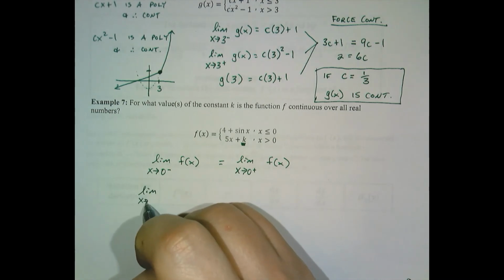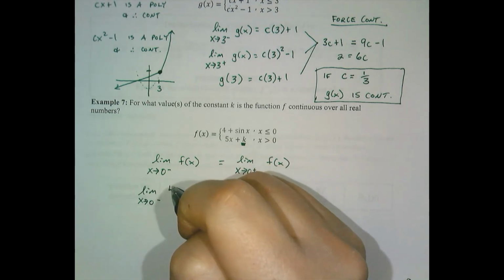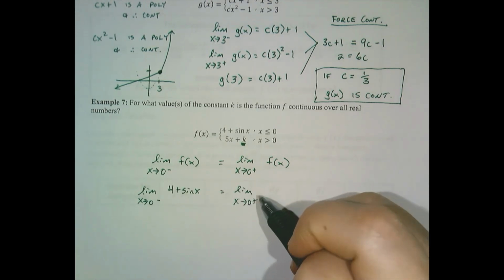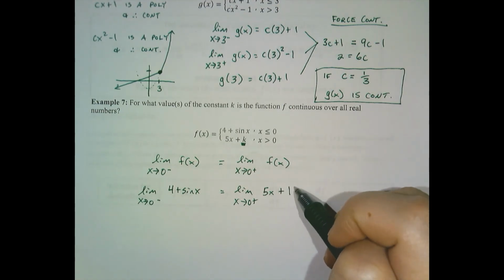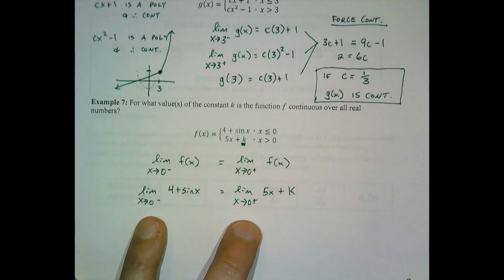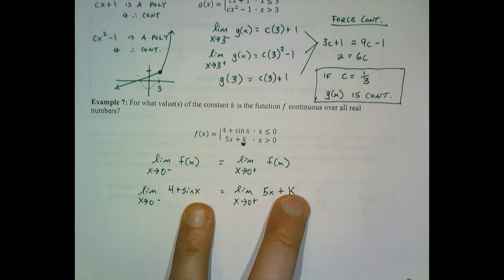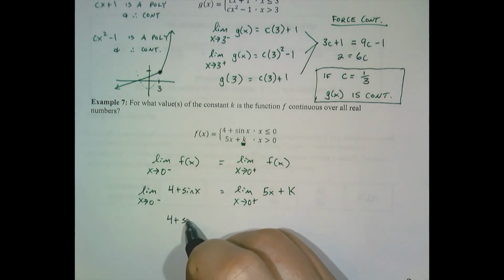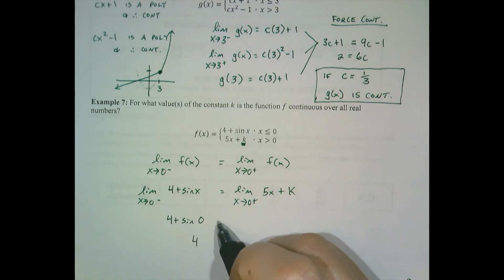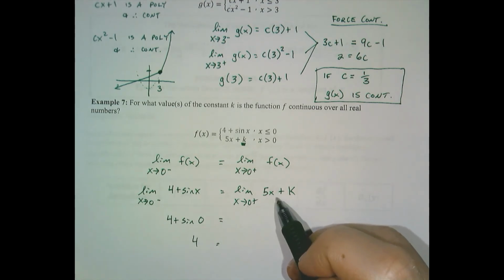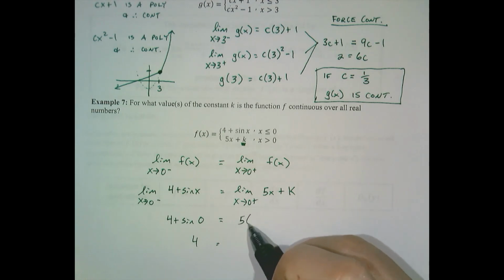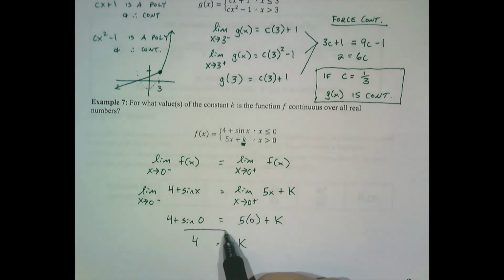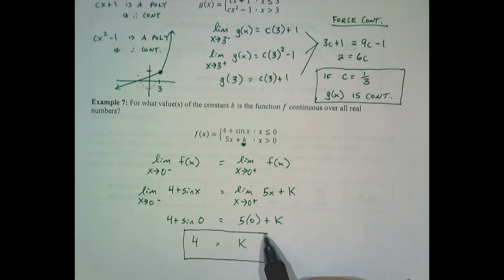The limit as x approaches 0 from the left would be using the top piece of the piecewise function, and the limit as x approaches 0 from the right uses the bottom piece. And we can evaluate limits by direct substitution, provided it causes no divide by 0 errors. So this becomes 4 plus sine of 0, which is 4. And this becomes, I'll write it out, 5 times 0 plus k, and we get 4 equals k. So this curve is continuous if we let k equal 4.